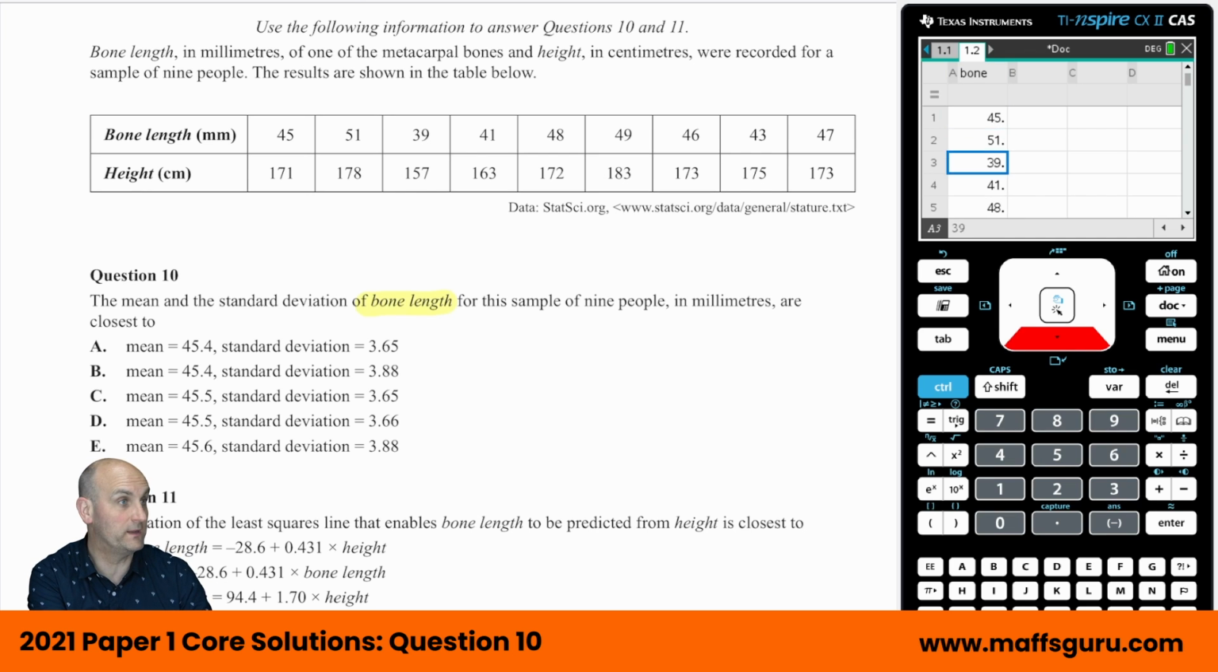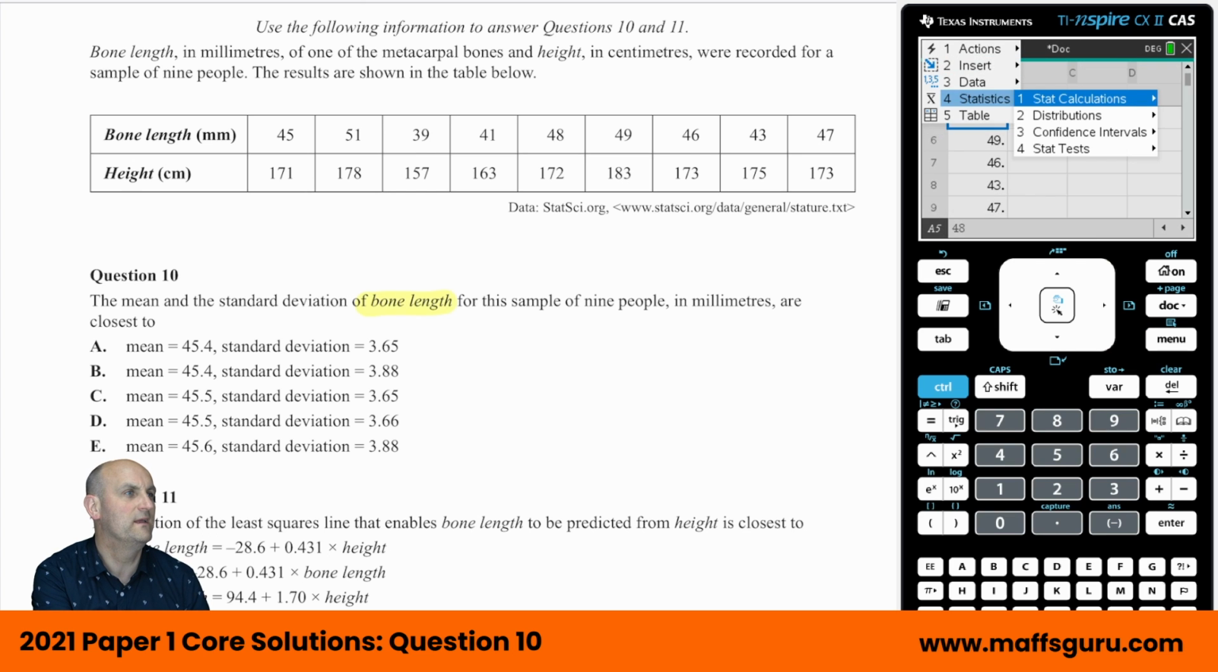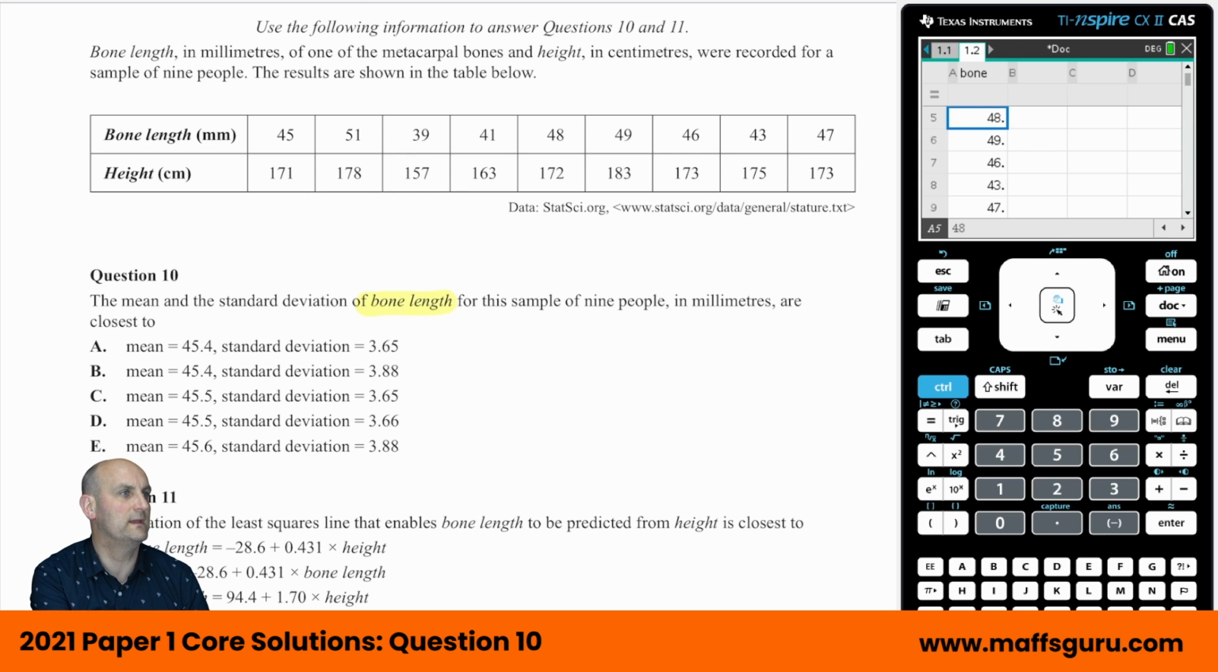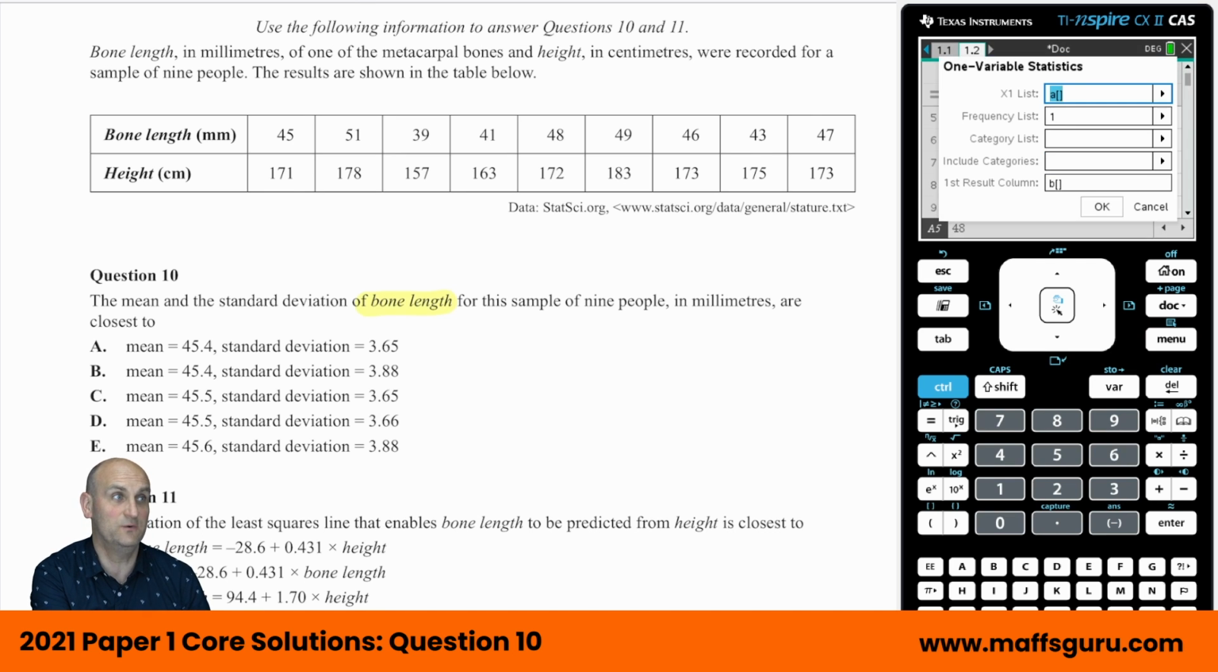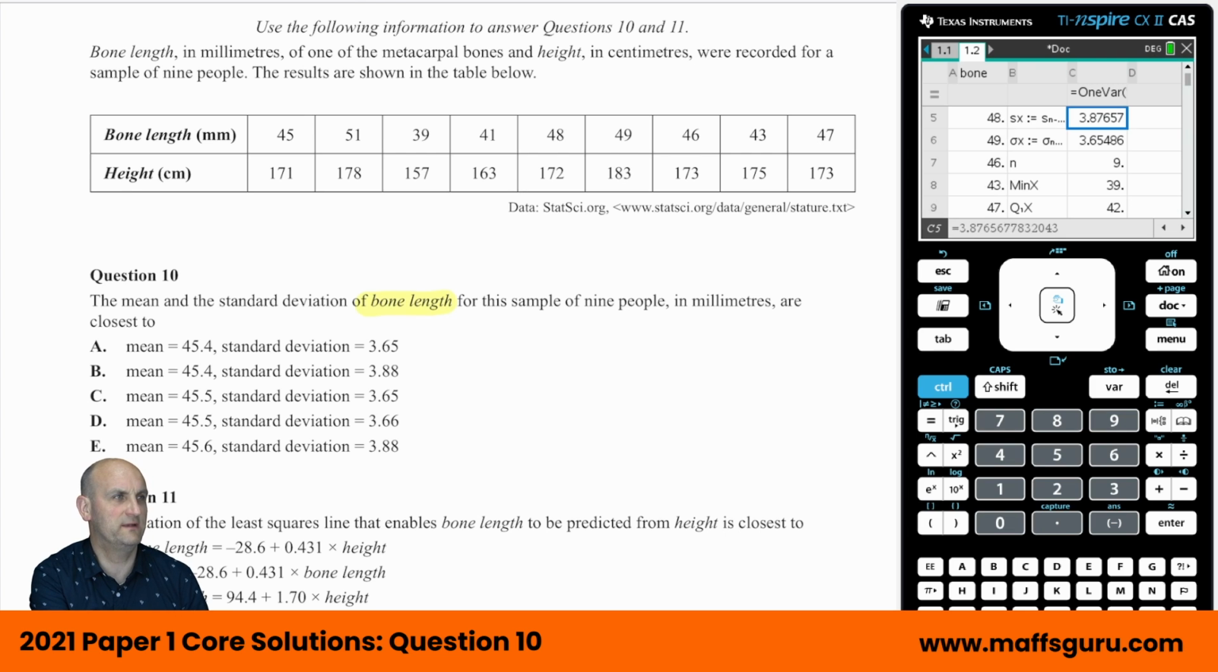I'm fairly sure those are my numbers: 39, 41, 48, 49, 46, 43, 47. Okay, what do we do now? Well, we go menu, statistics, stat calculations. My calculator for some reason is, or my computer is randomly doing something. One statistic, again, number of lists, still 1. My X list is not bone, I mistyped, bone, and we'll just accept the rest of the information.